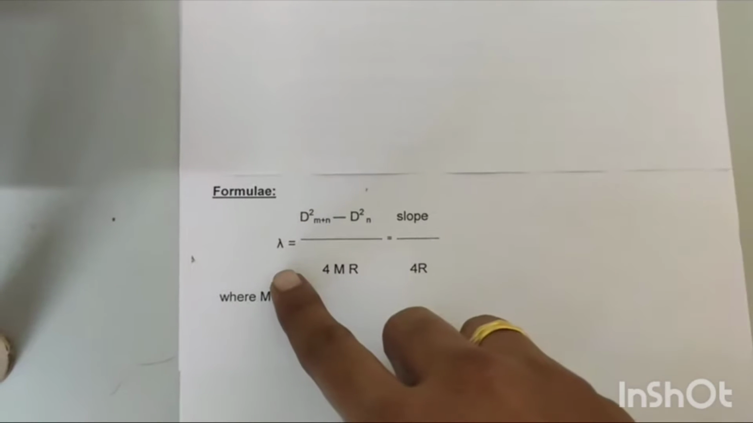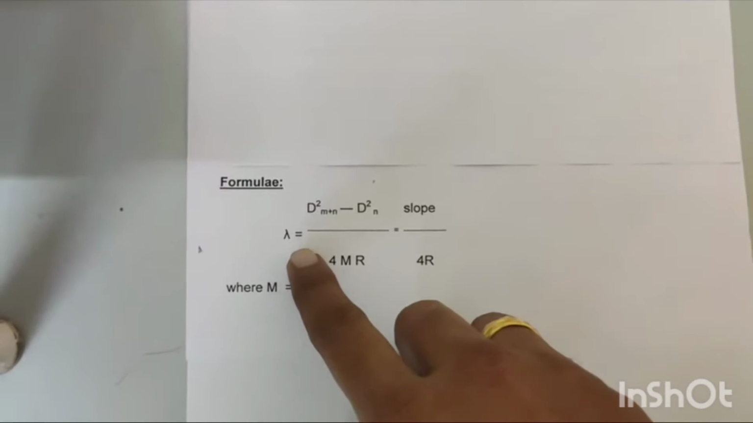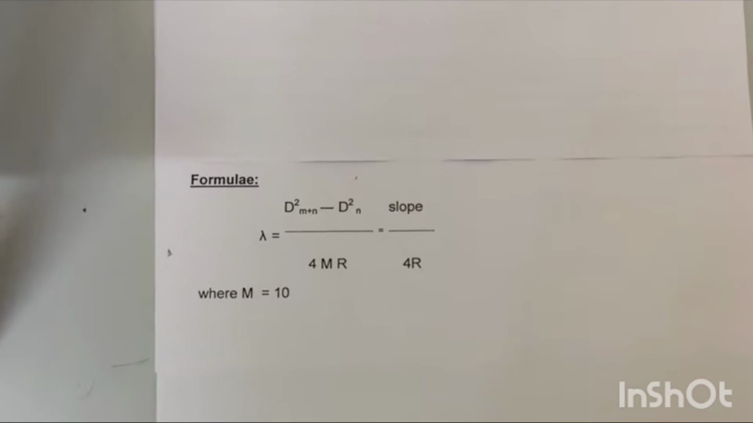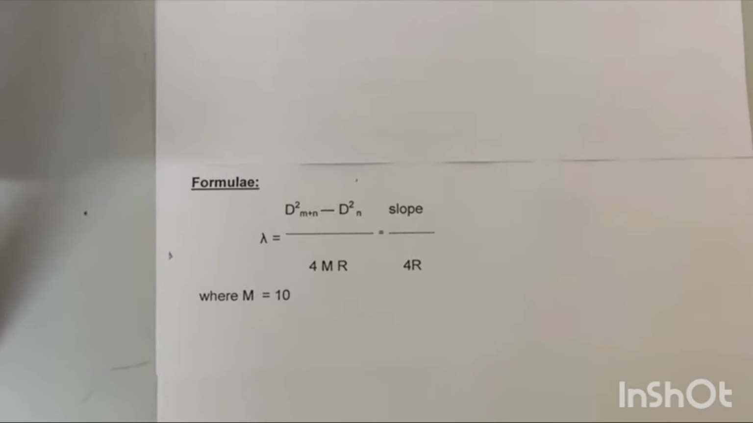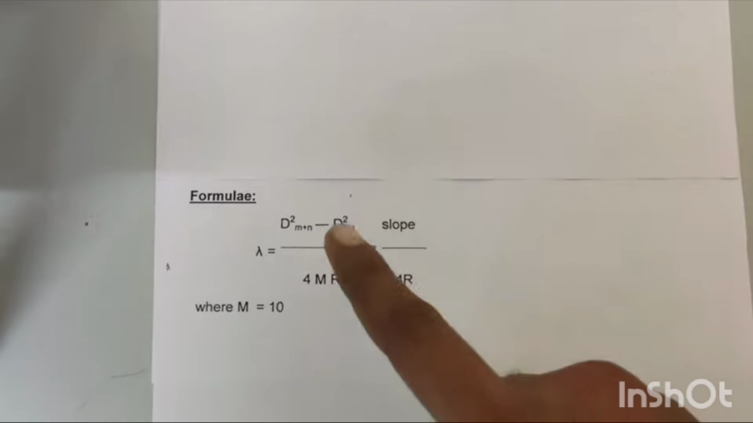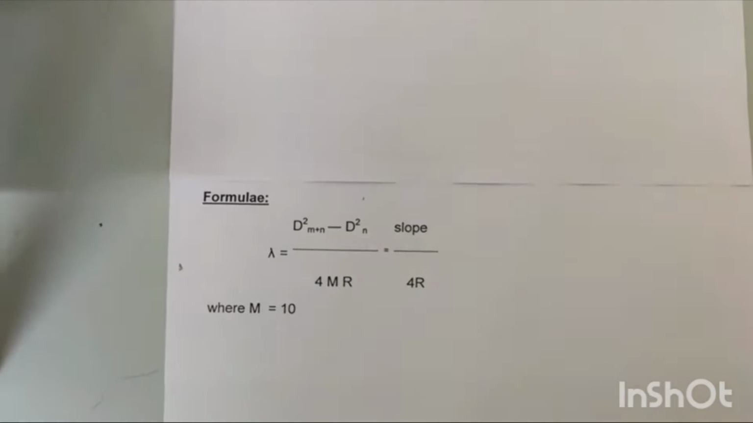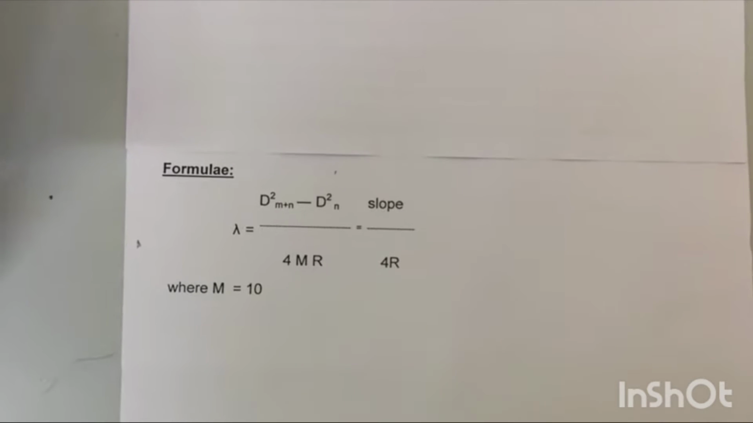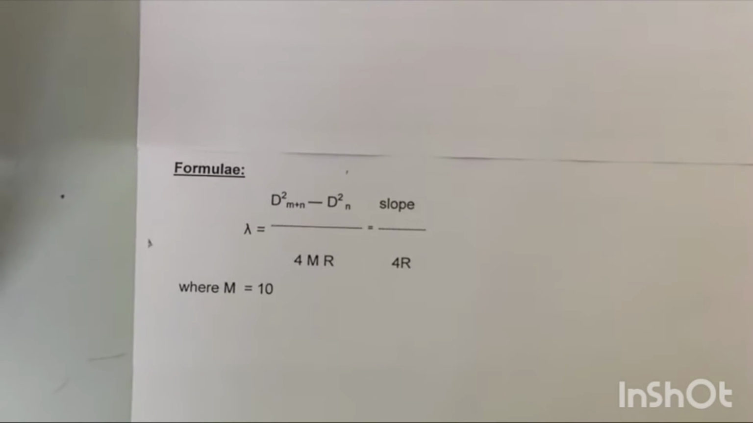So this is the lambda, that is the wavelength of light, which is equal to d square m plus n minus d square n divided by 4mr, where the value of m is given as 10. So by putting the values, we will get the lambda, where r is the radius of curvature of the plano-convex lens, which can be provided.